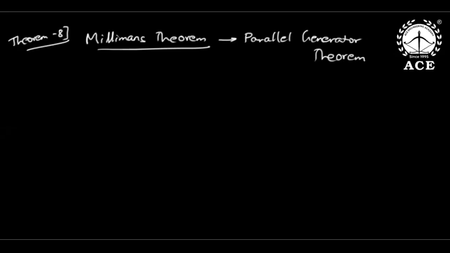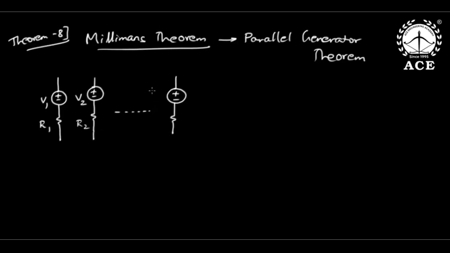Now in this Millman's form or parallel generator form, it is applicable only for such networks which are arranged in parallel generator form. First there is a practical DC generator. Because we are doing DC circuits, what is a practical DC source? It consists of a small resistance in series. Suppose there is one generator like this, V1 R1. There is another generator, V2 R2.